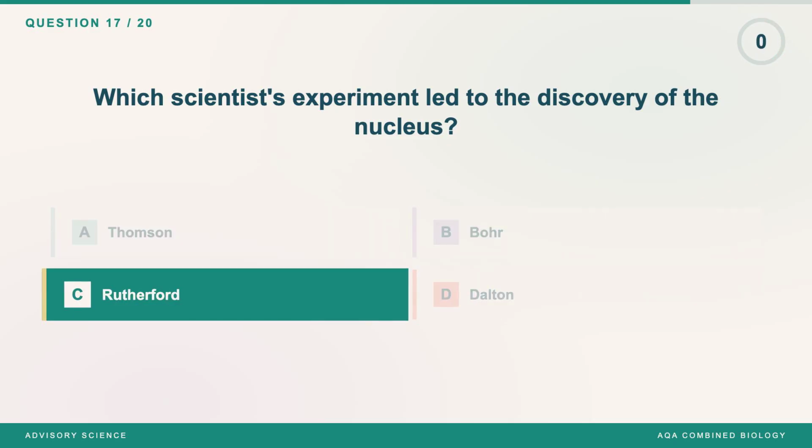The answer is C, Rutherford. Rutherford's alpha particle scattering, gold foil, experiment proved the atom has a small, dense, positive nucleus.